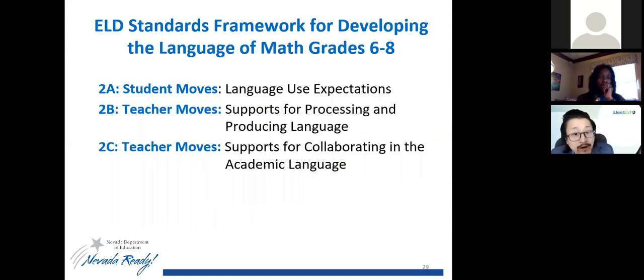And so that's actually part of why the ELD Standards Framework document is useful at this juncture, because it provides both the student moves and the teacher moves for engaging in receptive, productive, and academic uses of language altogether. And so as we go through these slides, what I'm going to try to do is highlight some of the ideas that we can then make sure are included in the lesson as we look at it. Okay, that's the plan for why we're looking at the ELD Standards Framework, what we're going to get out of it.